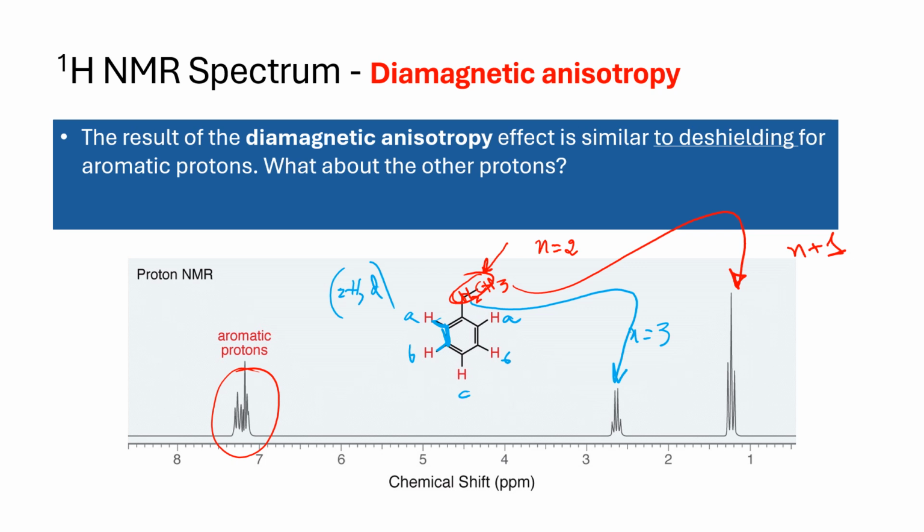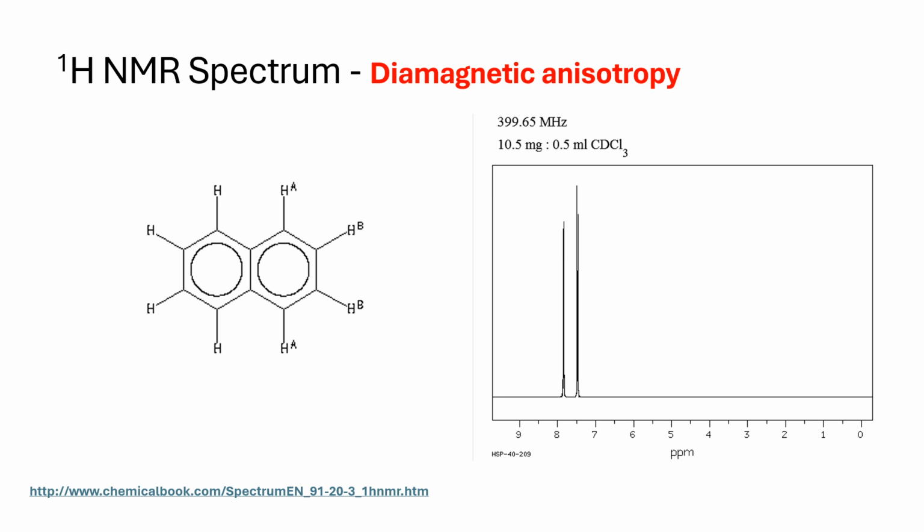And same here, so B is complex, C is complex. So that's why we see all that overlap in that region. Now this is naphthalene, and here notice that we have A, so that's one type. We have B and B, so two types of H's. So they feel a different chemical environment, and that's why you have those two signals.